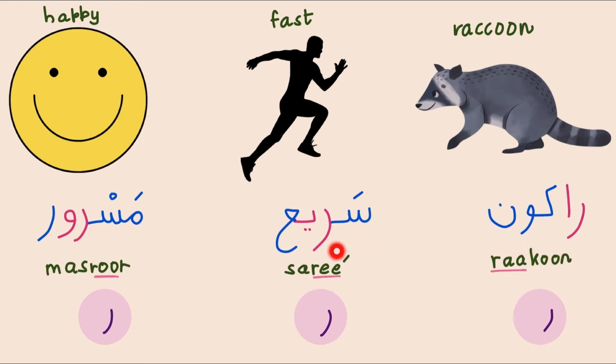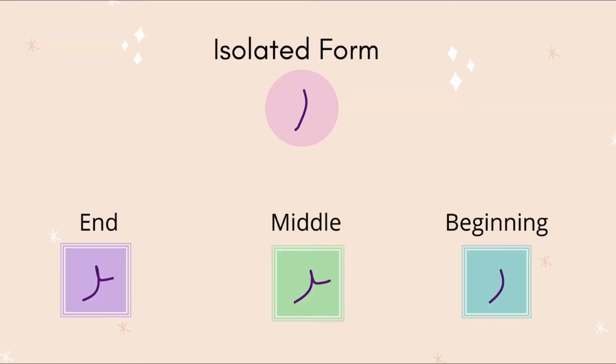Raccoon, Sari', Masroor. Did you hear the long sound? Let's repeat it. Raccoon in Arabic is Raccoon. Fast, Sari'. Happy, Masroor. Let's see how to write it.